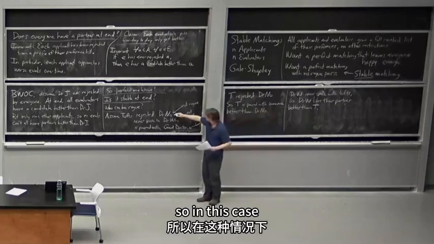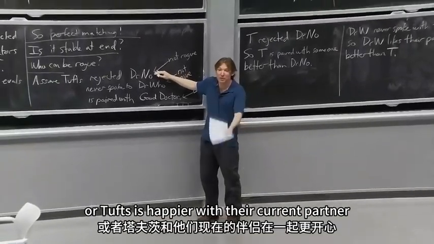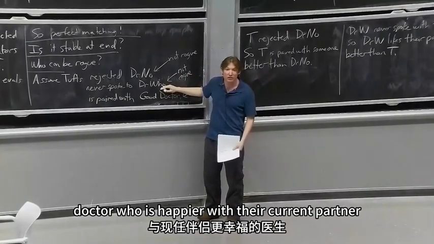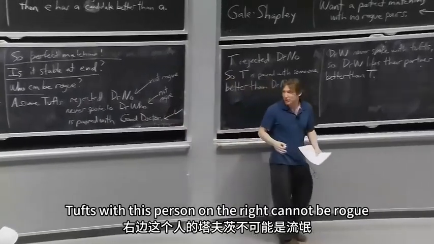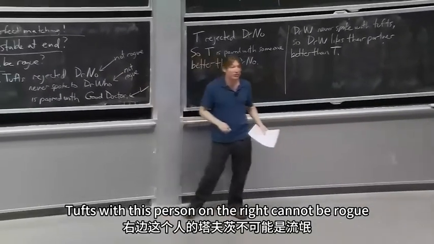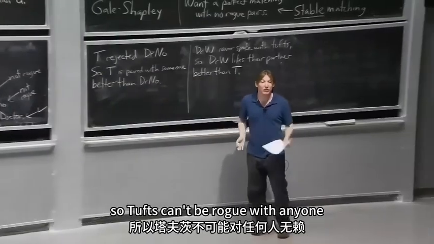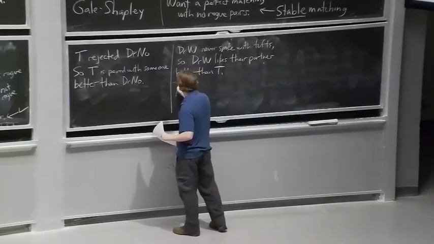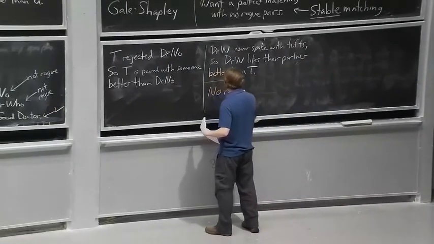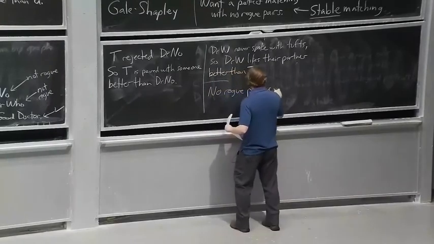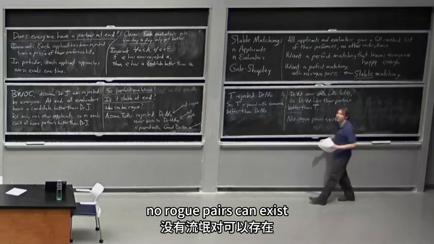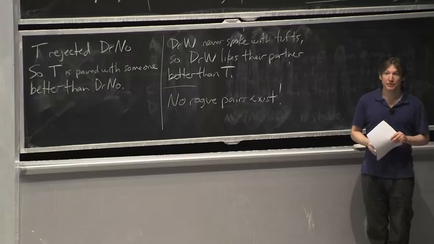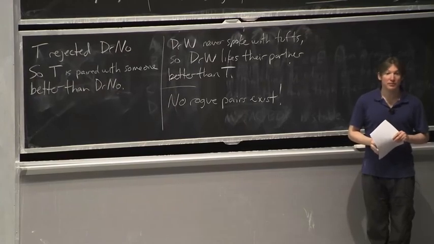So in this case, Tufts is happier with their current partner. In this case, Dr. Who is happier with their current partner. In both of these cases, Tufts with this person on the right cannot be rogue. So Tufts can't be rogue with anyone, so there are no rogue pairs. No rogue pairs can exist. The matching we get at the end is, in fact, stable. Did that make sense? Awesome.